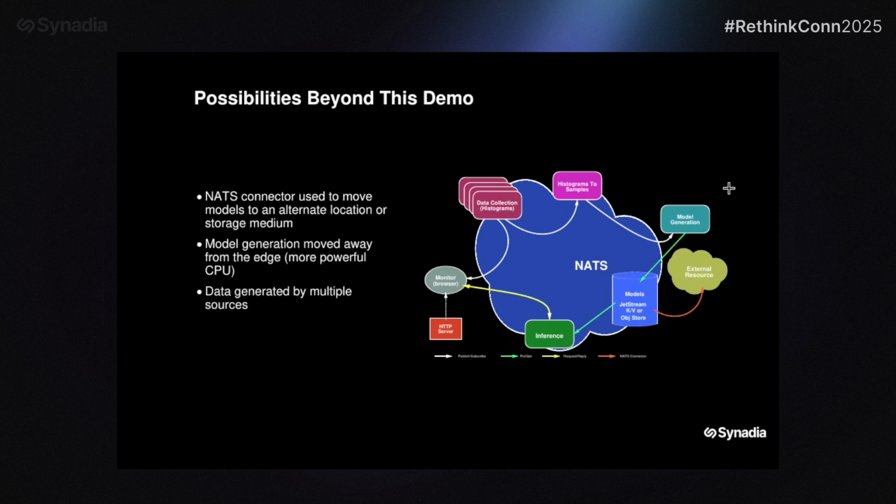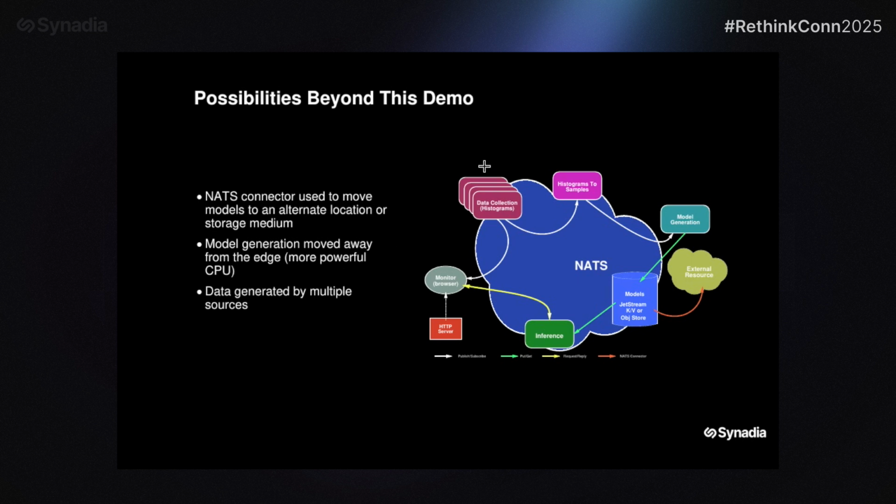But moving it away doesn't really mean that we have to make any changes, because the communication still happens via NATS. If we need to export models to some kind of external source or repository, say a MongoDB or something, we could introduce a NATS connector that would listen on the JetStream key value store, and anytime there was a change to the models, it could push one off and put it into a different environment.